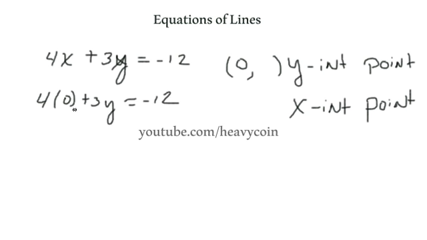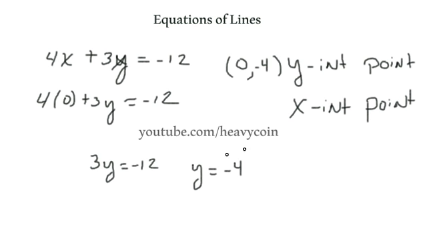So we plug 0 in for x, and we want to figure out, well, what is y? Well, 4 times 0 is 0, so we end up with 3y is equal to negative 12. And so what we're going to do now is multiply both sides by 1/3. And so y is going to be equal to negative 4, right? 3 times negative 4 is negative 12. And so it looks like our y-intercept point is 0, negative 4.